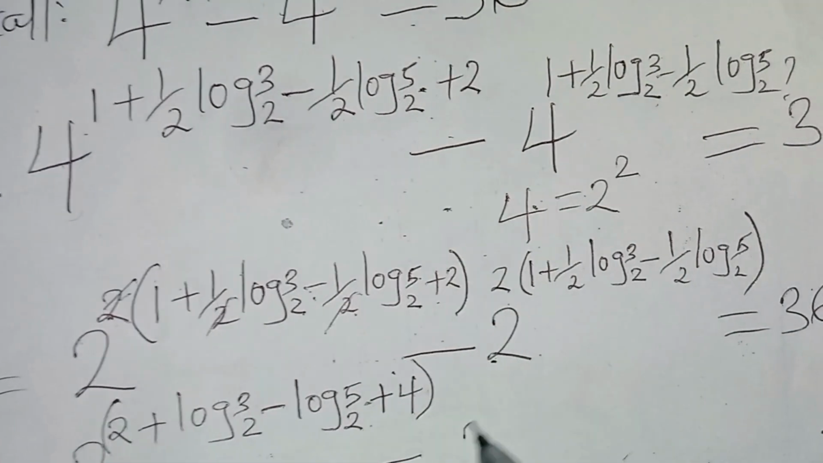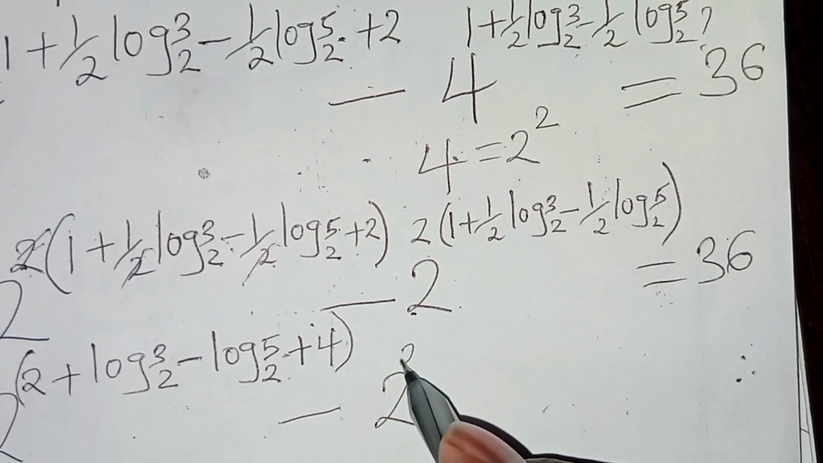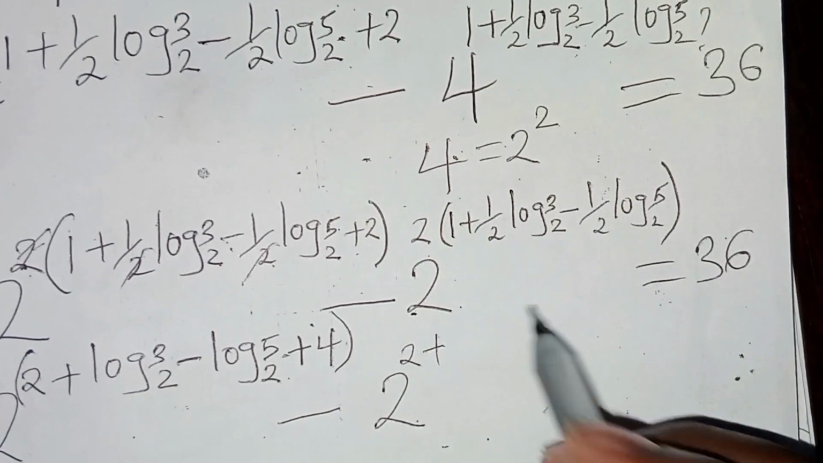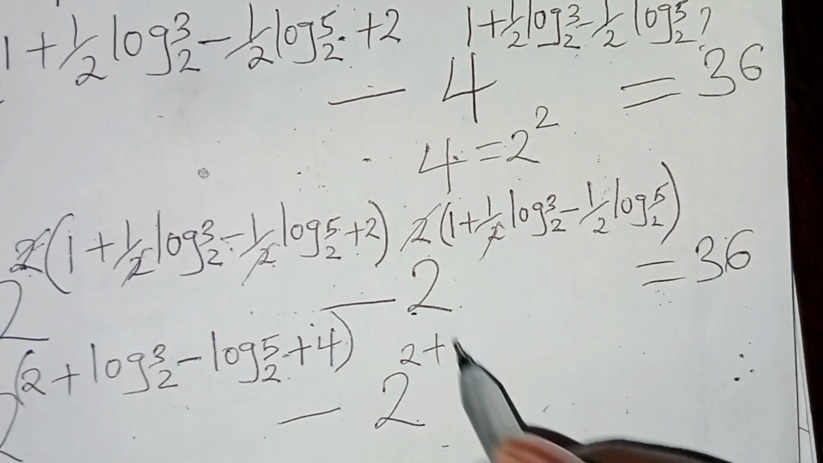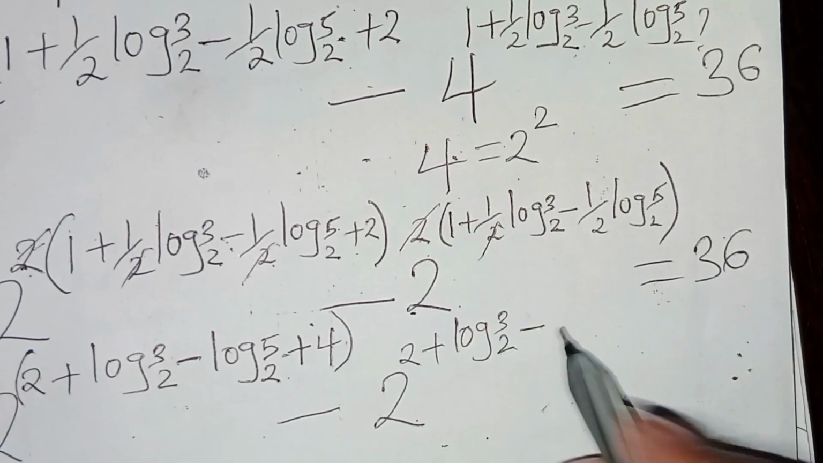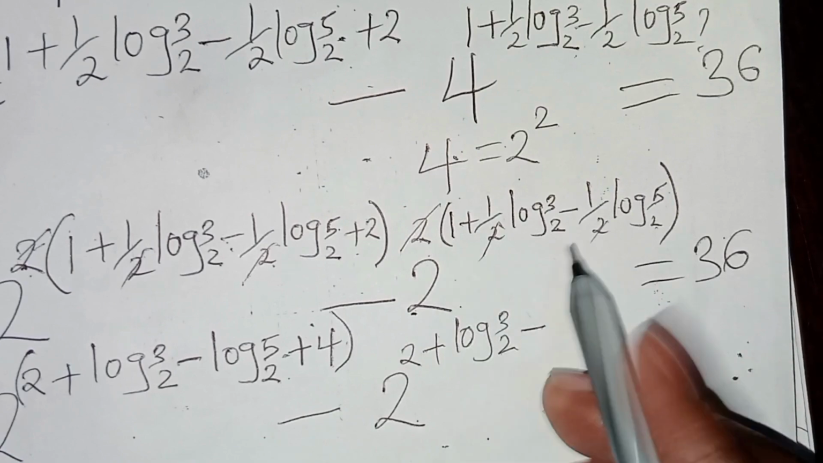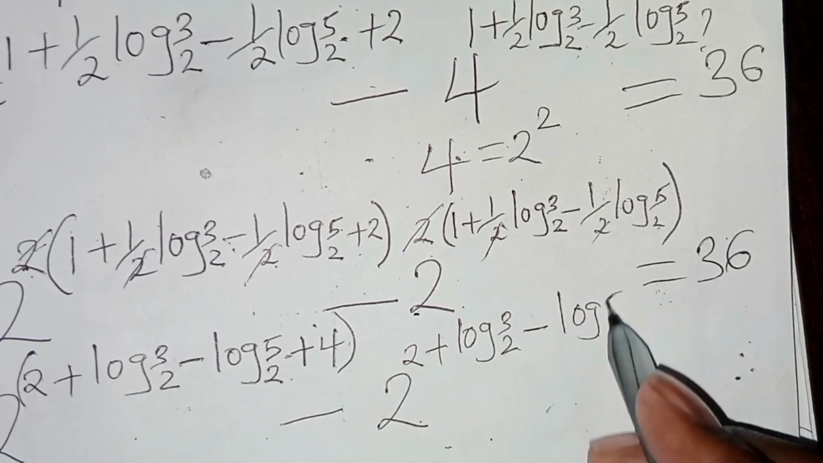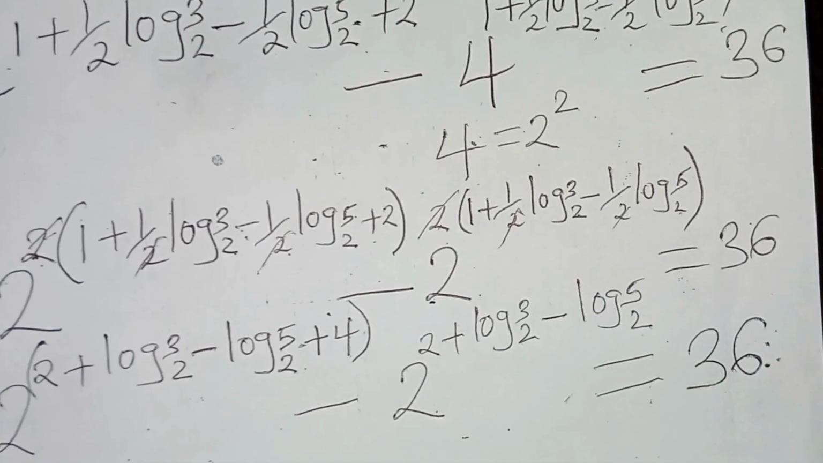Then subtract 2 to power. Now here we have 2 times 1, which is basically 2, plus 2 times the half log 3 to base 2. You find that 2 and 2 simplifies, so we'll have log 3 to base 2. Subtract 2 times the half log 5 to base 2, a half and 2 simplifies, so you have log 5 to base 2. And this is supposed to give us a value of 36.